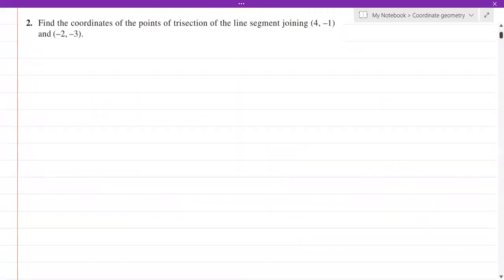So the next question: find the coordinates of the points of trisection of the line segment. Trisection in the sense a line segment is divided into 3 equal parts. Find the coordinates of the points of trisection of the line segment joining (4, -1) and (-2, -3). So let's do this.